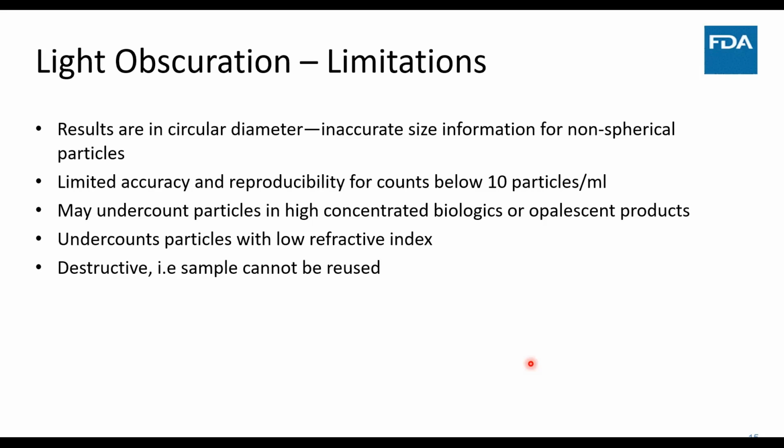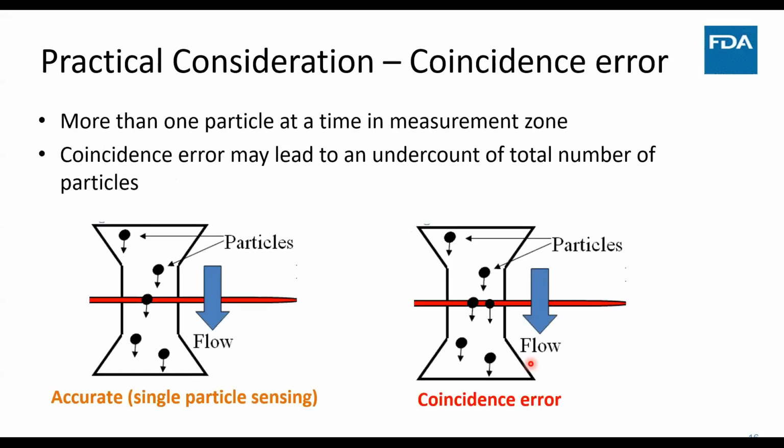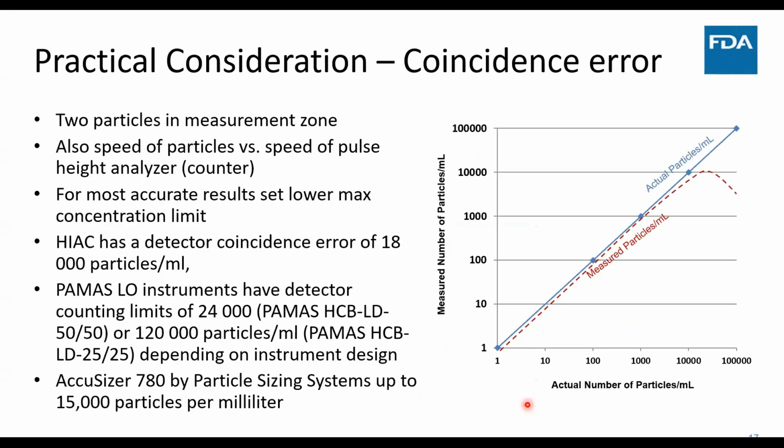So let's go into detail on some of the limitations and some of the things we would have to look out for when it comes to the technique. The first thing I talked about was coincidence error, when you have more than one particle at a time in the measurement zone. On the figure on our left, you see a single particle passing through our measurement zone at a time. When you have more than a single particle going through at a time, we have what is called a coincidence error. What this will lead to is that you are definitely going to undercount the total number of particles in your drug product. When you have 2 or more particles in the measurement zone, you have a coincidence error.